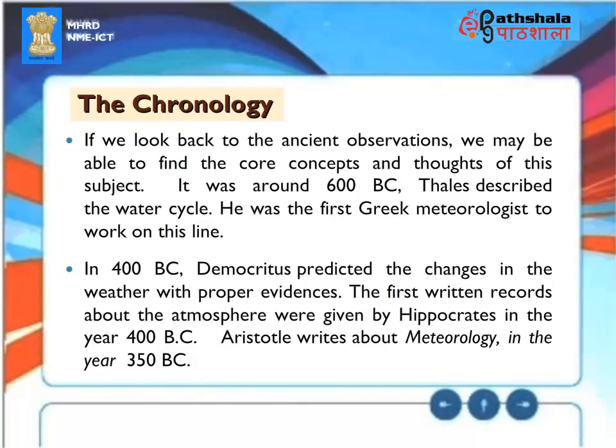The chronology. If we look back to the ancient observations, we may be able to find the core concepts and thoughts of this subject. It was around 600 BC that Thales described the water cycle. He was the first Greek meteorologist to work on this line. In 400 BC, Democritus predicted the changes in the weather with proper evidences. The first written records about the atmosphere were given by Hippocrates in the year 400 BC. Aristotle wrote about meteorology in the year 350 BC.